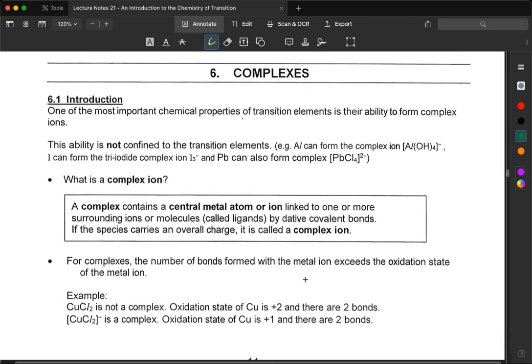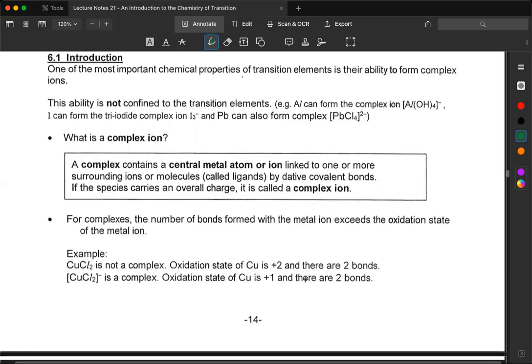Now, let's start with the concept of complexes. One of the most important chemical properties of this topic on transition elements is their ability to form complex ions. The ability actually is not confined to the transition elements. We do see non-transition metals like aluminium and even lead form complexes. So it's not a characteristic that is restricted to transition metals, but we see it quite commonly with transition metals. So what is a complex ion?